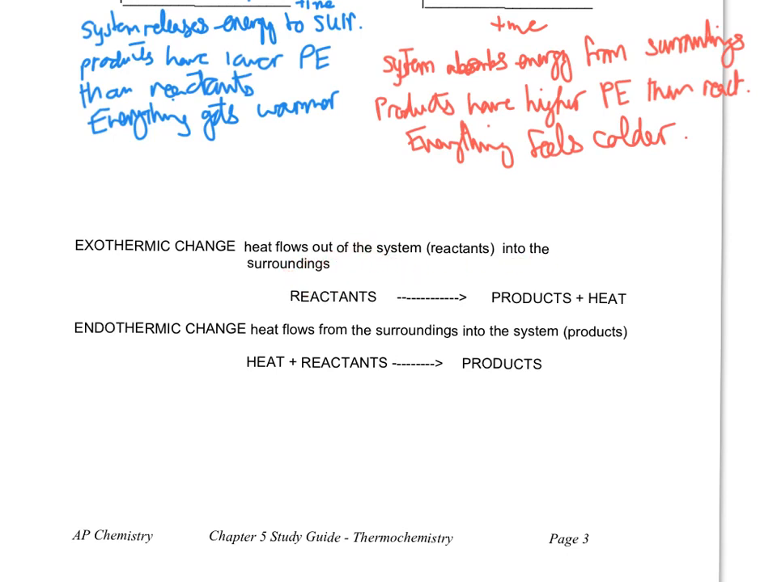Everything gets hotter. We write the reactants on one side, the products on the other side, and since the system is releasing the energy, it's losing the energy, it's producing the energy, so we think of the heat as a product. And remember, the delta H in this case is negative.